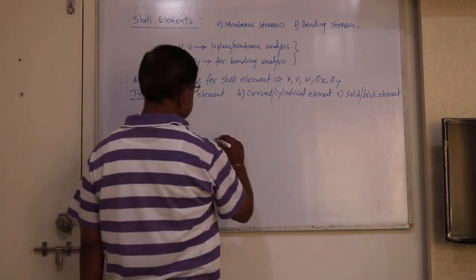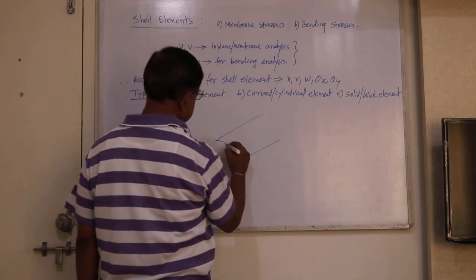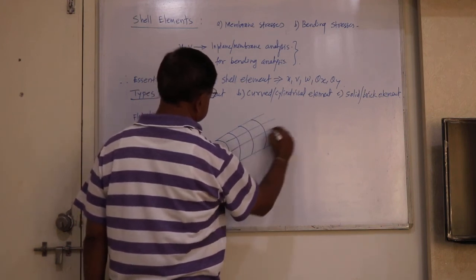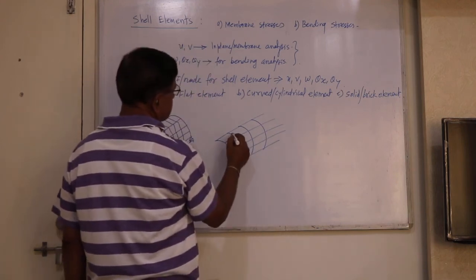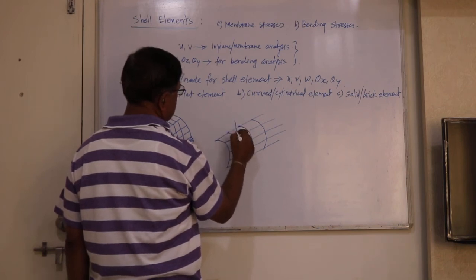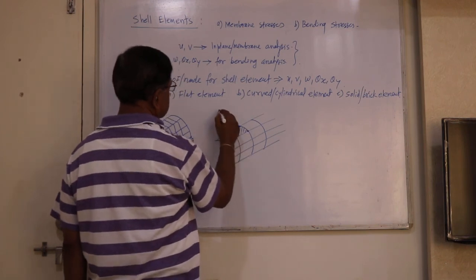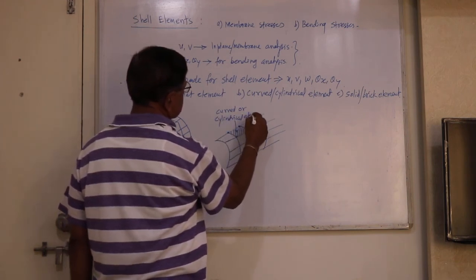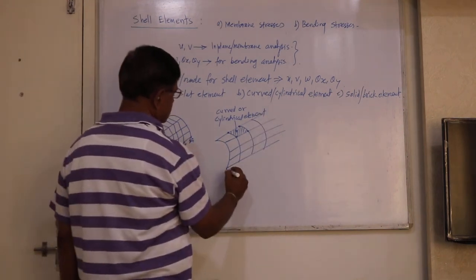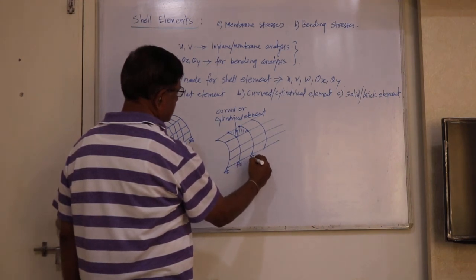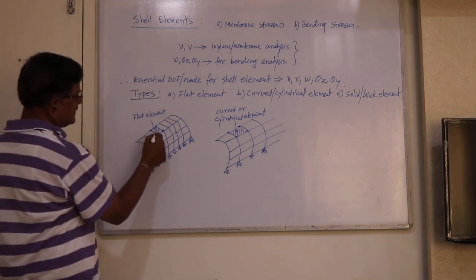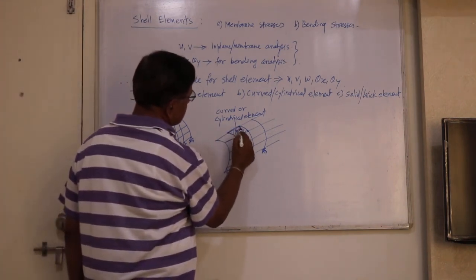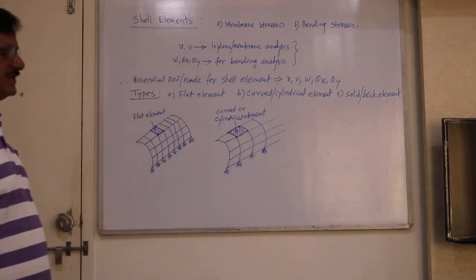Then if it is a cylindrical shell, then we have to make use of, again, say this is a curved or cylindrical element. Again, this is supported like this. So here, in case of flat, the boundaries of the element are straight, and here the boundaries of the element are curved. So it's a curved boundary element, basically. So therefore, it is called curved element.